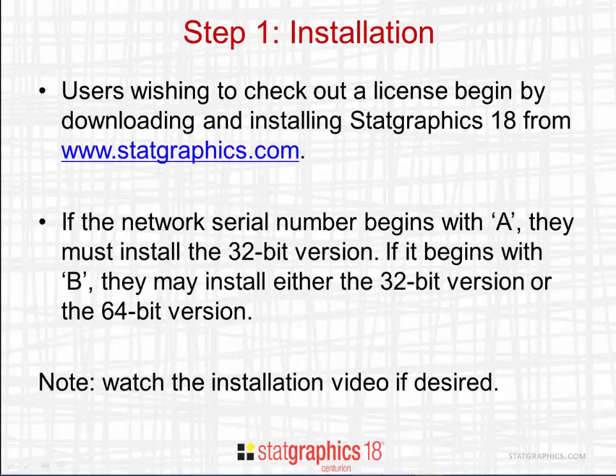A user wishing to check out a license begins by downloading and installing Statgraphics 18 from www.statgraphics.com. They go through the standard installation process to place the program on their computer. If the network serial number begins with an A, users must install the 32-bit version of Statgraphics 18. If the serial number begins with a B, then the users may install either the 32-bit version or the 64-bit version. For more information about installing Statgraphics 18, watch the installation video.